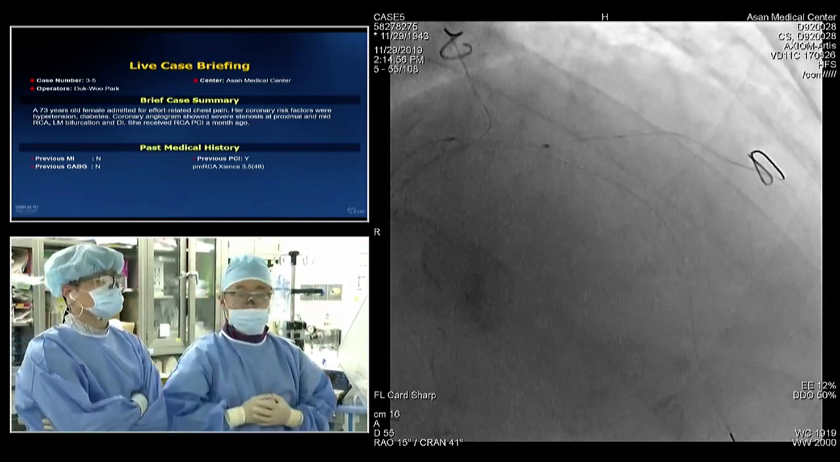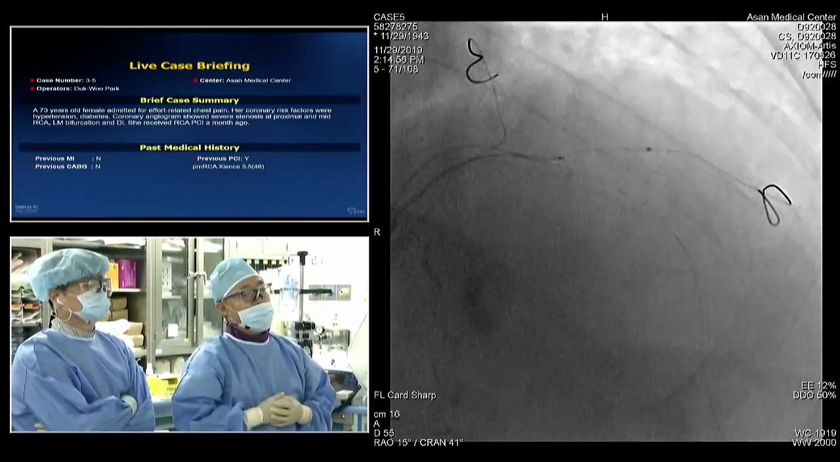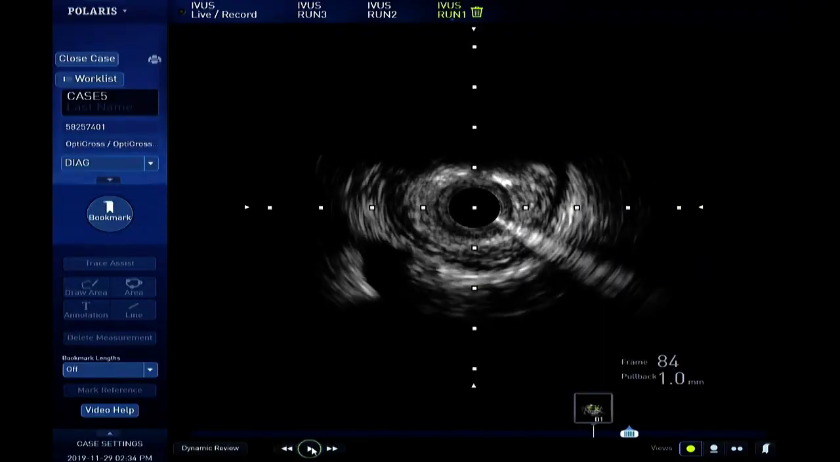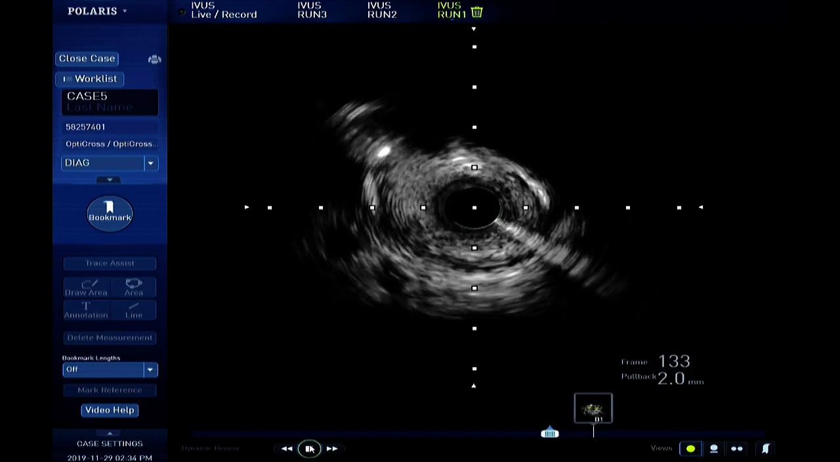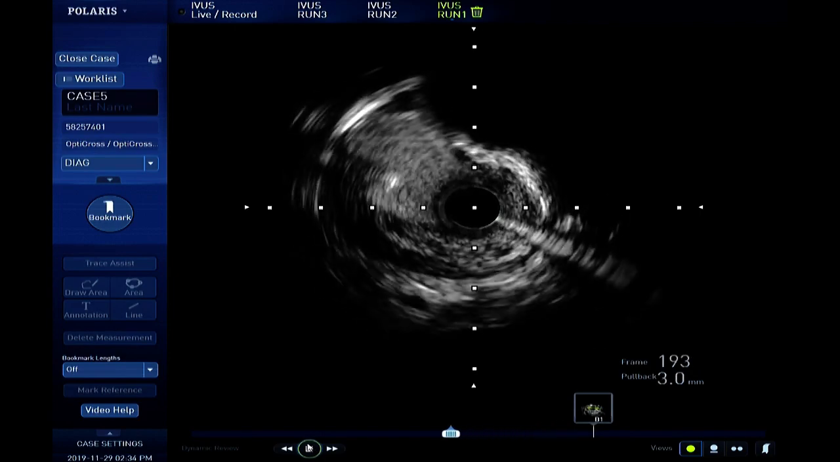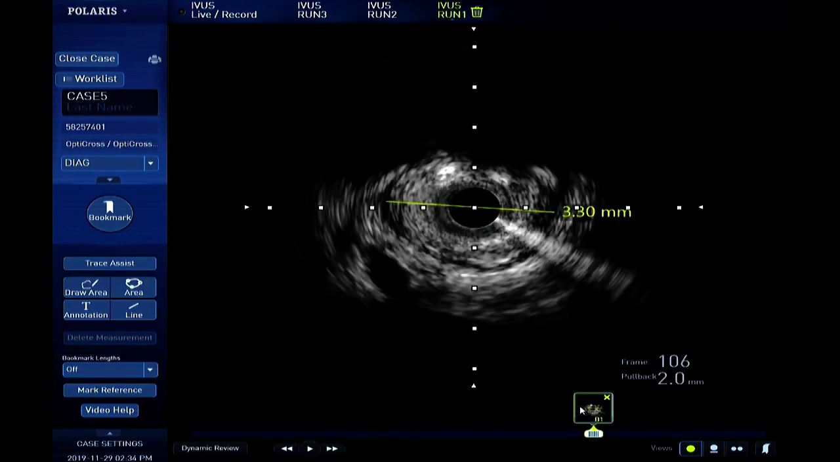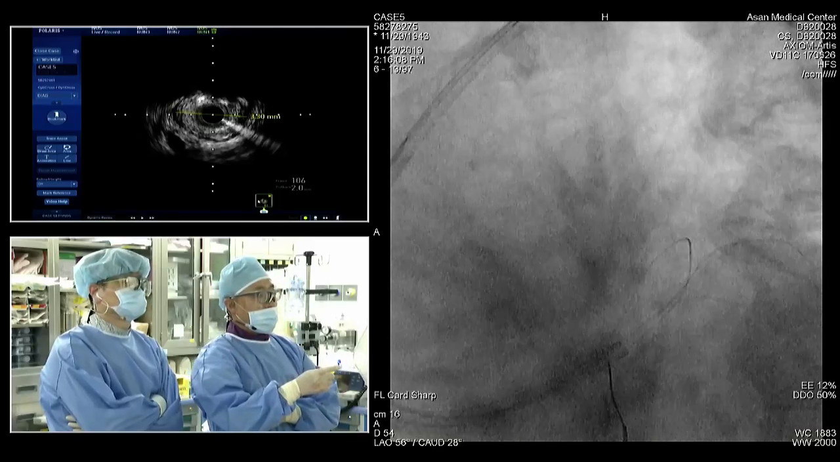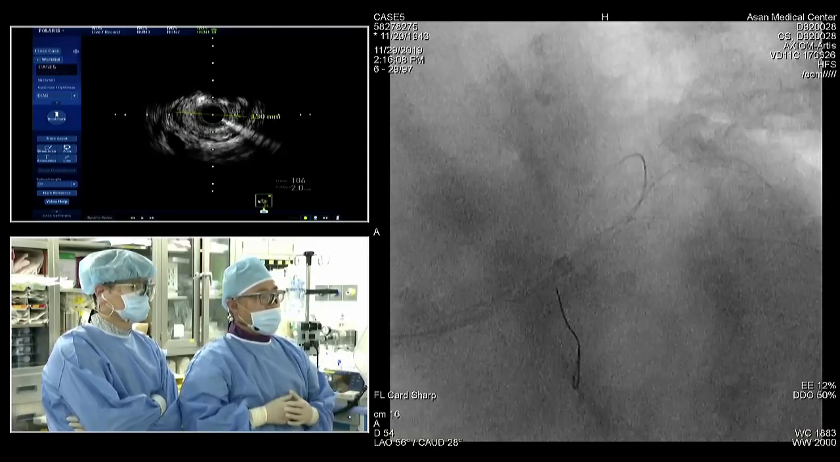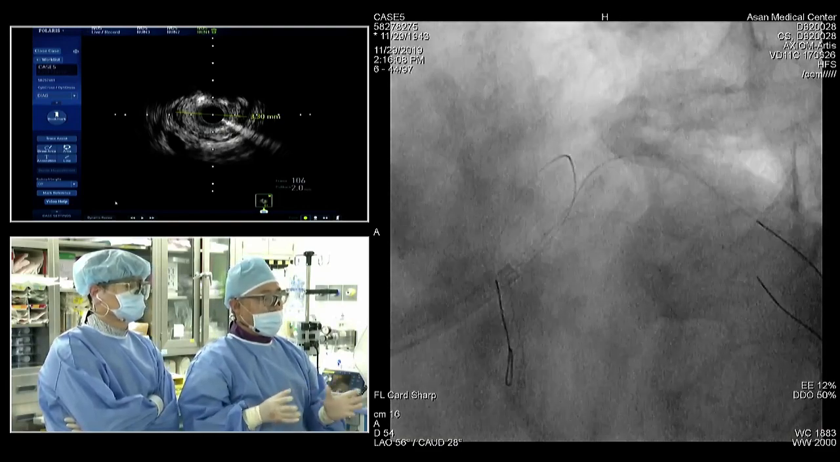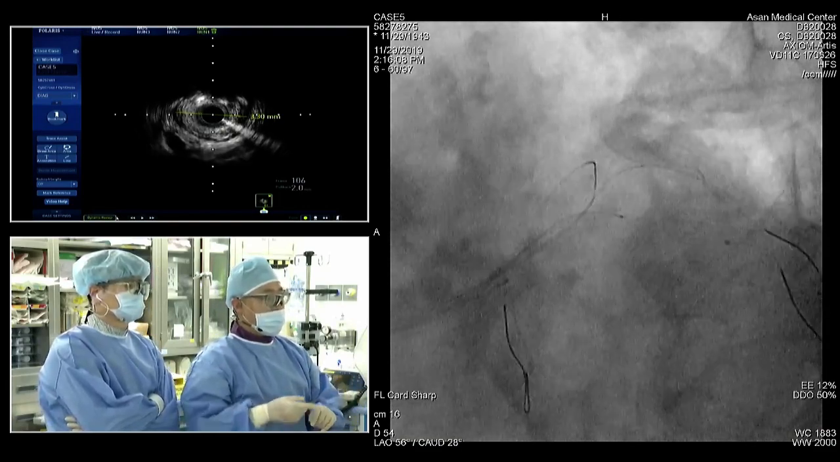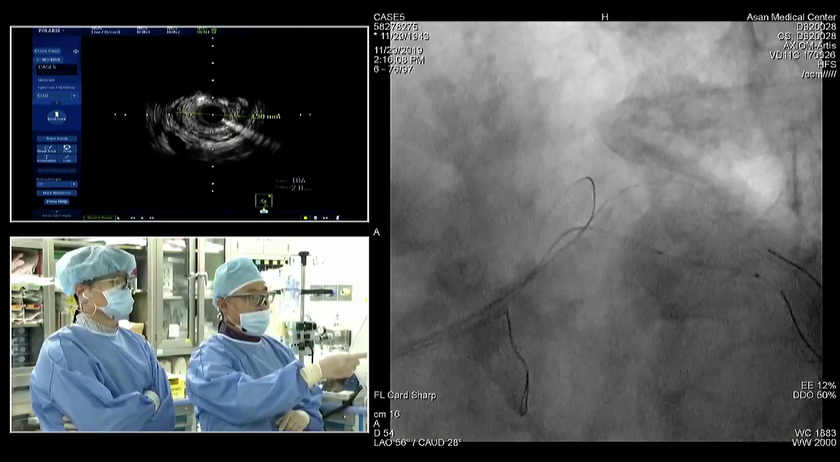Could you show us the diagonal branch ostium? Over here, we're not fully back. This is the diagonal ostium. Could you pull back? Big vessel, okay. We can see here a big vessel, 3.2, 3.3. So we initially tried to pass the wire to the diagonal branch, and we evaluated the circumflex region.